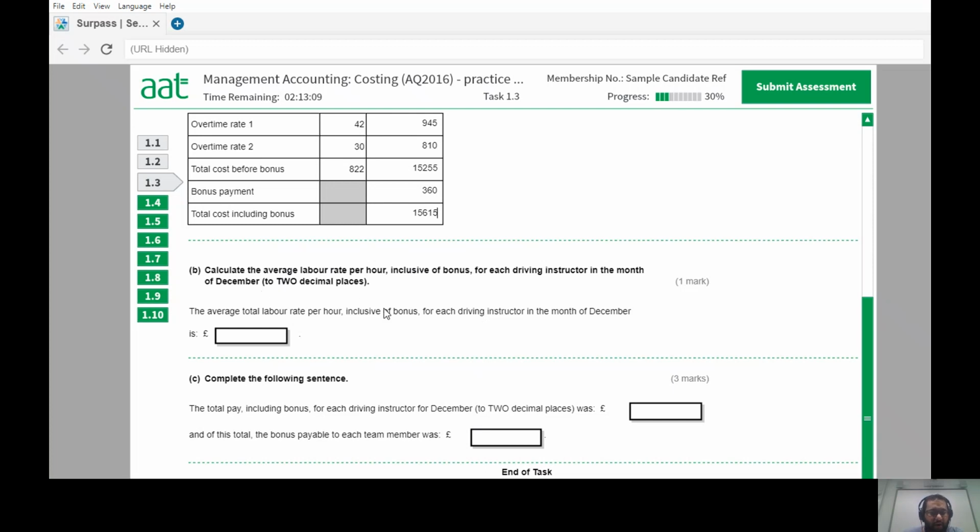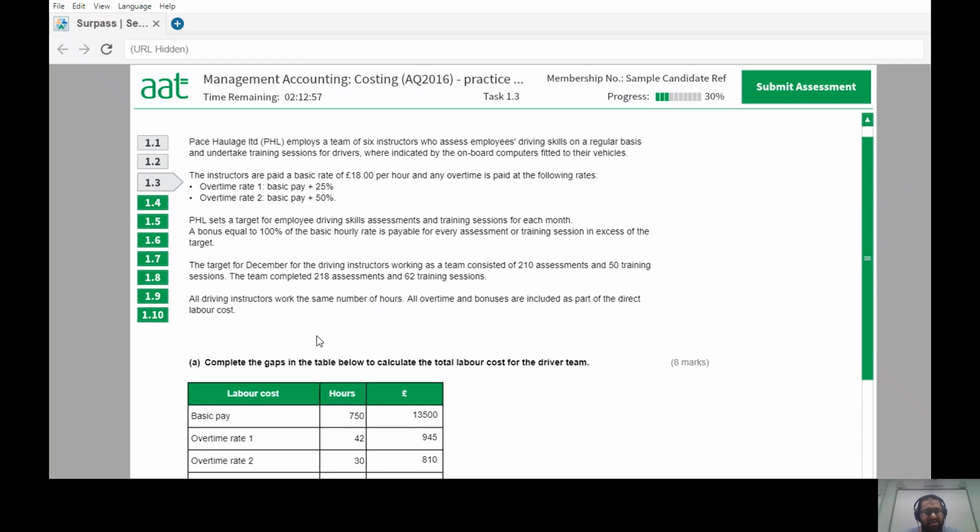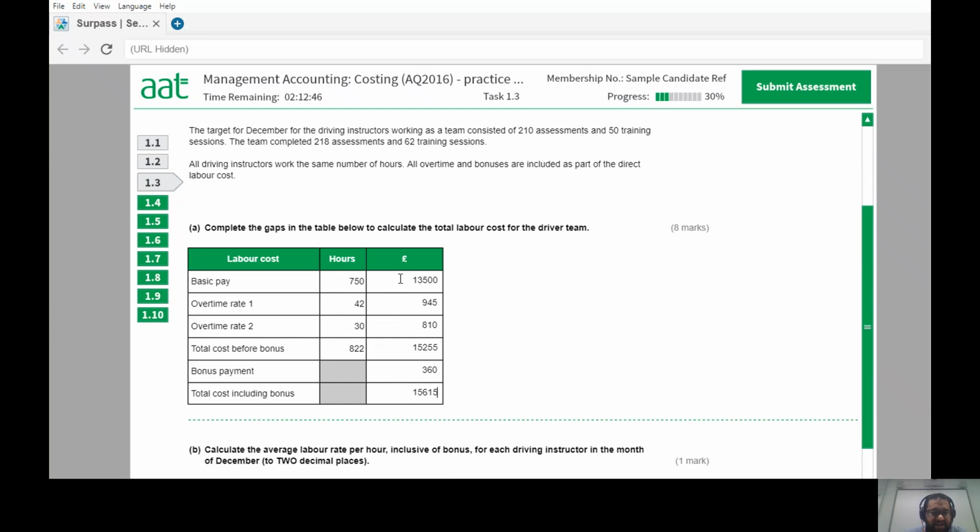Calculate the average labor rate per hour inclusive of bonus for each driving instructor in the month of December to 2 decimal places. Remember, guys, you have to be very careful here because you have to put all the necessary facts there. How many instructors are there? There are 6 instructors. This calculation is monthly, so the whole of these wages is per month. The whole month, how many hours they have done together.